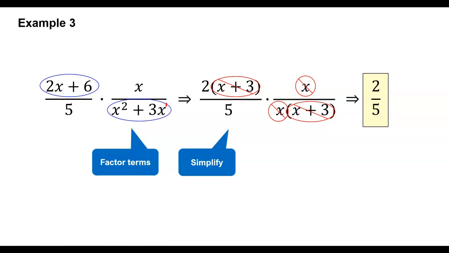You got to be able to factor, okay? You got to be able to factor and then cancel some stuff out. Cool. All right. Now, example 4.